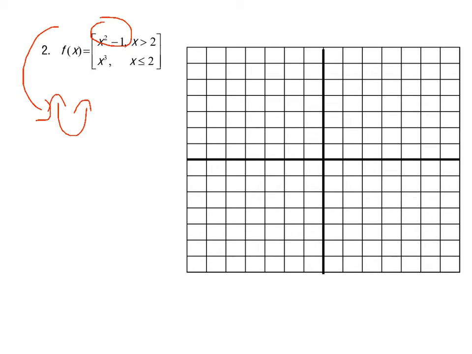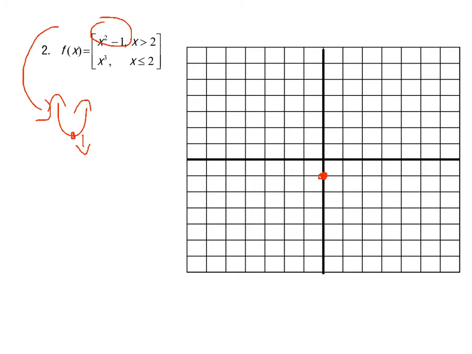So x squared minus 1, this is going to shift down 1. So it's just going to go down 1 unit. So I'm going to graph the whole thing. So the vertex is going to be here at 0, negative 1. Okay, so we go down to 0, negative 1.